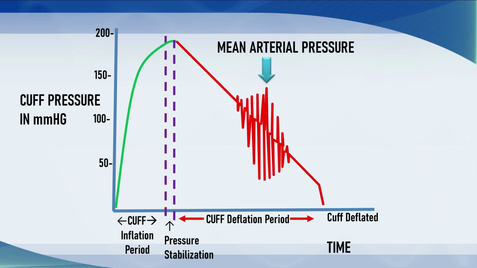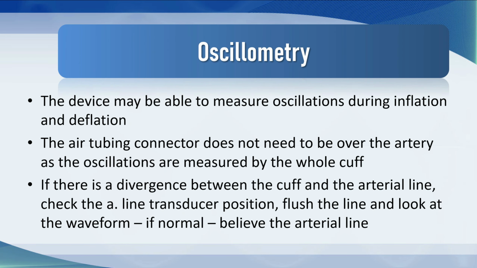It then, from measuring the mean arterial pressure, uses some black box algorithm technology to estimate what the systolic pressure was and what the diastolic pressure was. So this device is able to measure oscillations during inflation and deflation, but usually we see it as a deflationary measurement device. The air tubing connector does not need to be over the artery as it used to be when you were doing those blood pressures manually, because the oscillations are measured by the whole cuff.